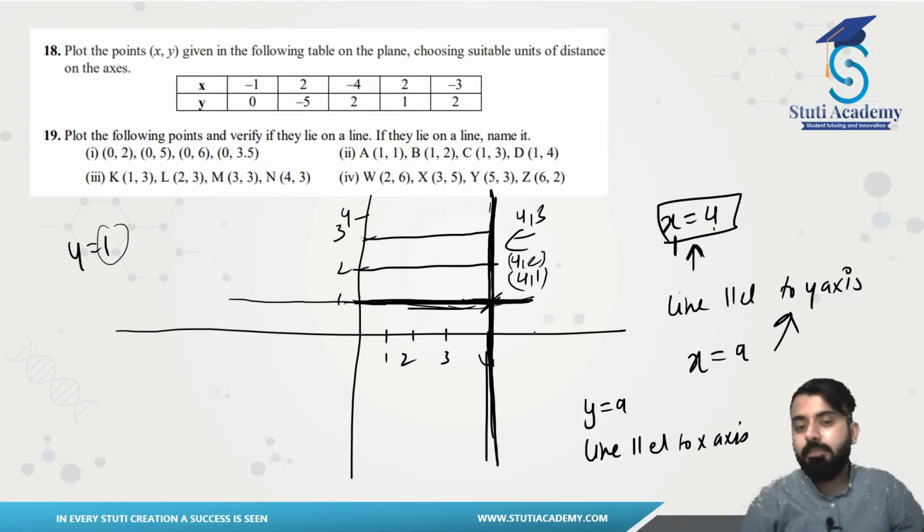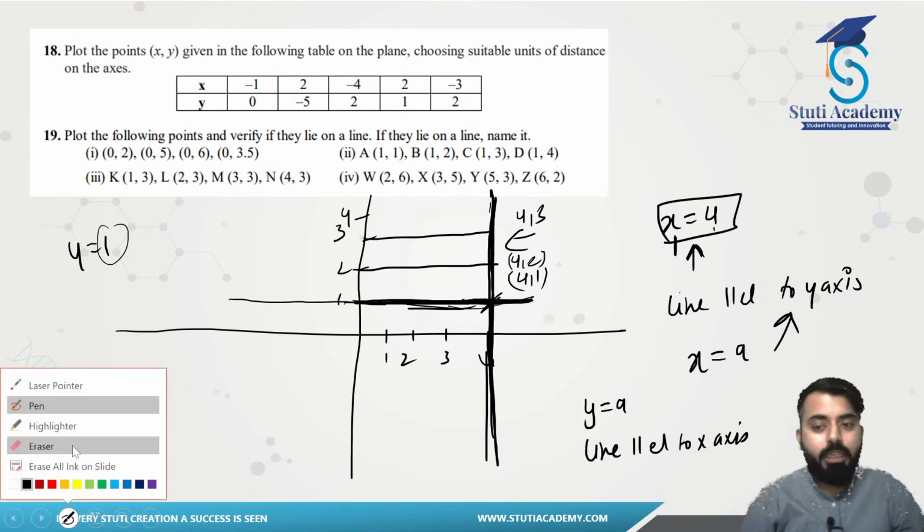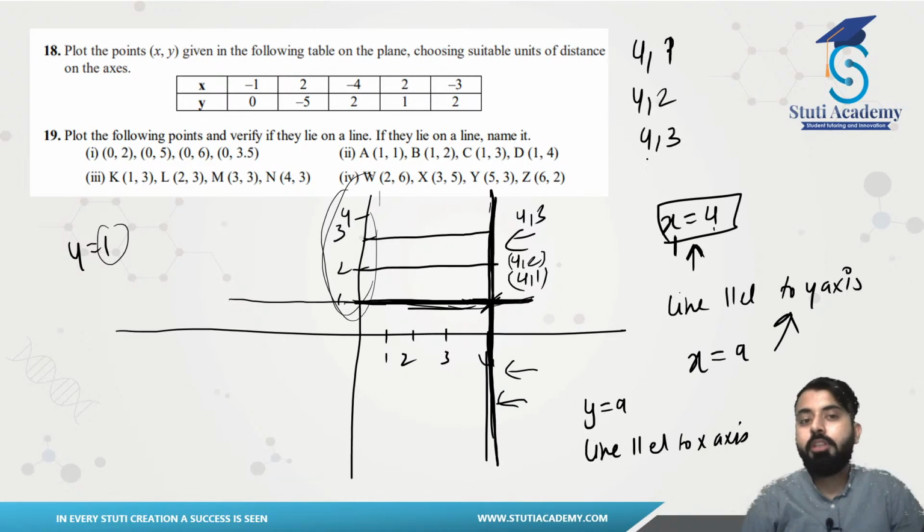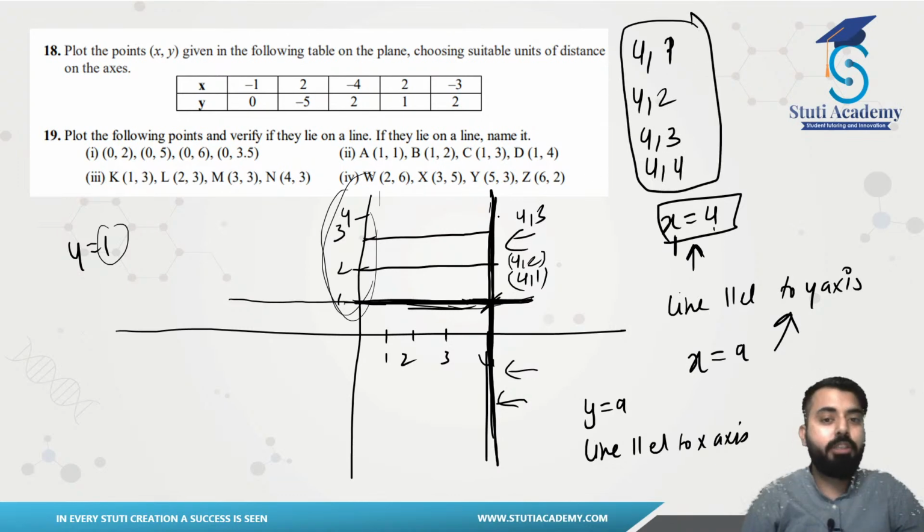Similarly, you can have as many points, but you can see that while I'm moving on this line, x equals 4, I can have any value of y, and all of those points will be lying on this line. That means if I plot 4 comma 1, 4 comma 2, 4 comma 3, and 4 comma 4, all of these points will be on this line. You can just verify this, right?